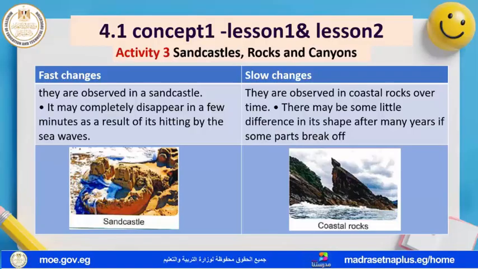On the other hand, coastal rocks are an example of slow change. They are observed in coastal rocks over time. There may be some little difference in its shape after many years if some parts break off. So, coastal rocks are an example of slow changes because there may be a little difference in their shape after many years as some parts break off.